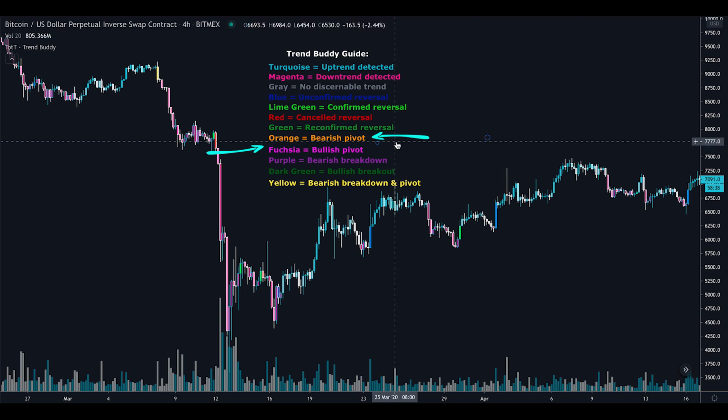These are our bearish and bullish pivots respectively. Now, what do you do with a pivot candle? Well, the theory is you can take the high and the low of that candle and use it as support and resistance, right? So the high would be resistance and the low would be support.